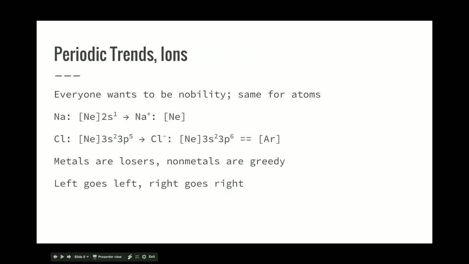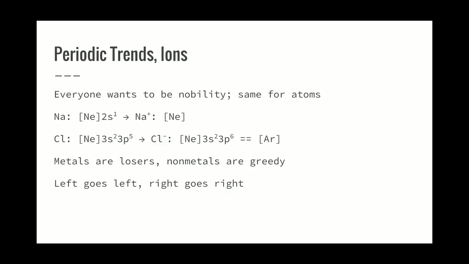So those are the trends with ionization energies. Now you need to be able to make predictions regarding ions. An ion is what you get when you add or remove an electron to or from an element. Okay? So everyone wants to be noble. Everyone wants to look like the closest noble gas.